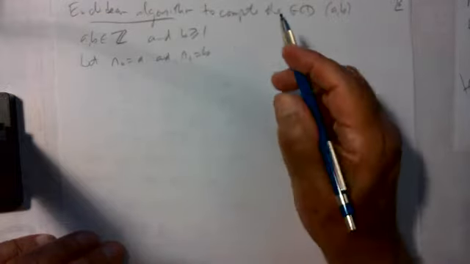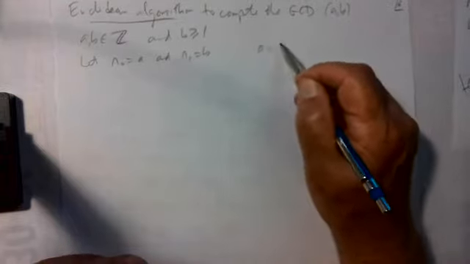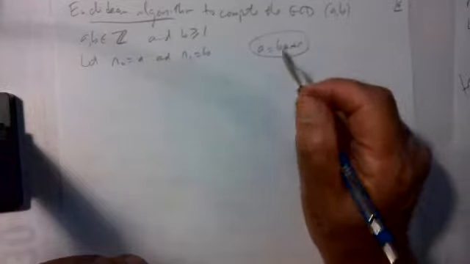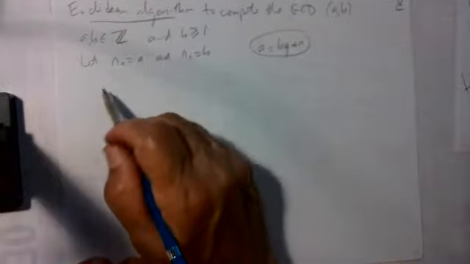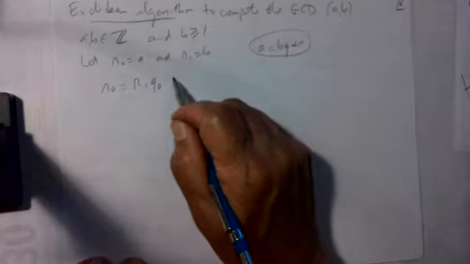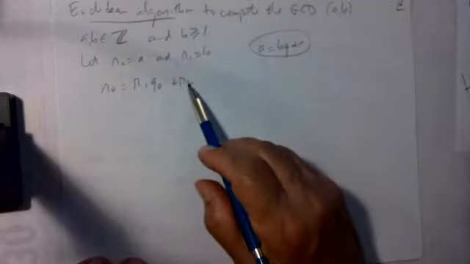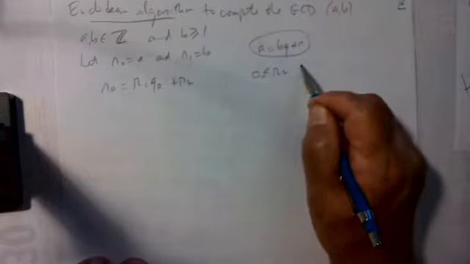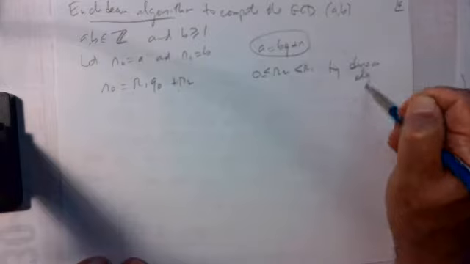So when you do the division algorithm, if you divide A by B, A would be equal to B times some quotient plus the remainder. So our A is R0, our B is R1, let's call the quotient Q0, and the remainder R2. This is the division algorithm. So the remainder R2 is greater than or equal to zero, but strictly less than R1, by the division algorithm.